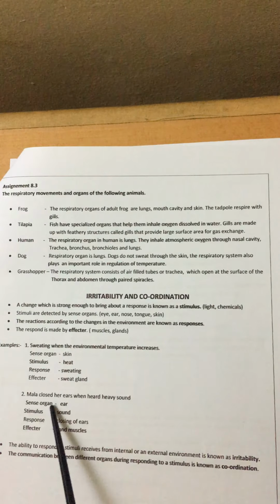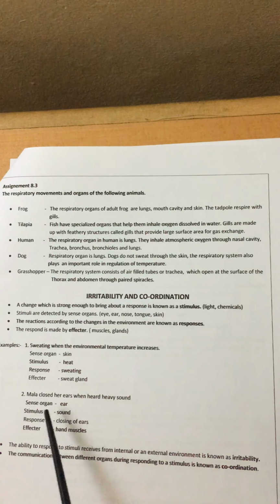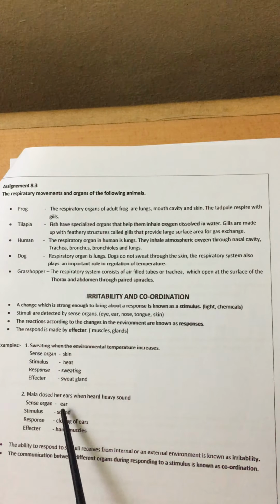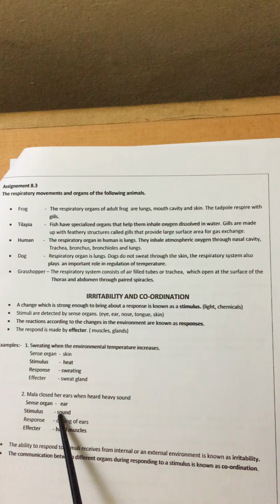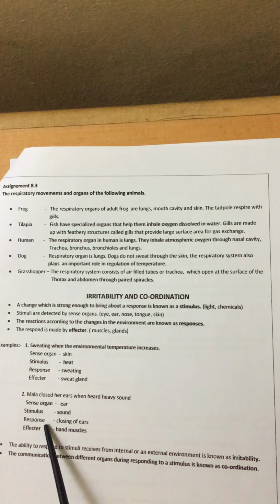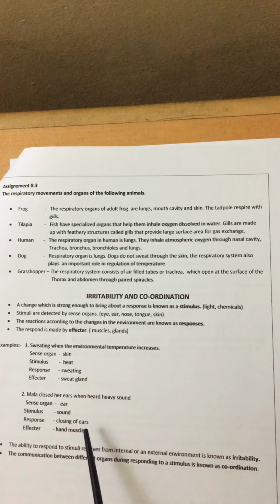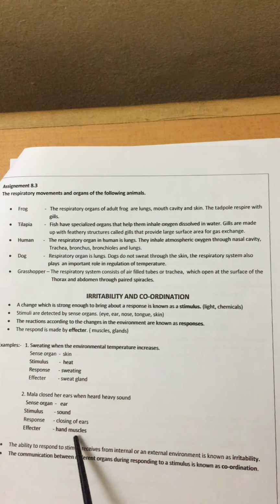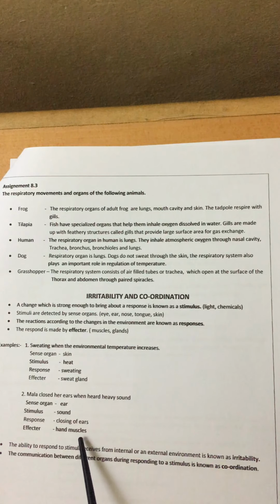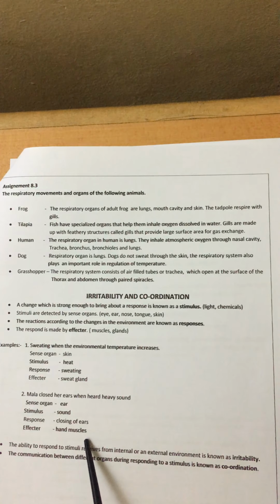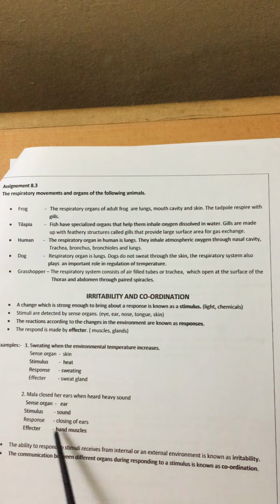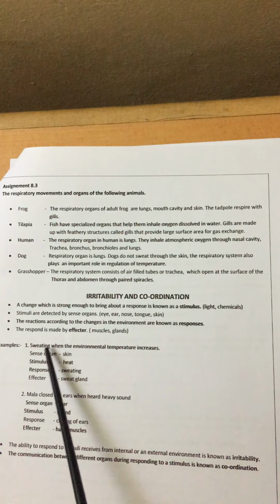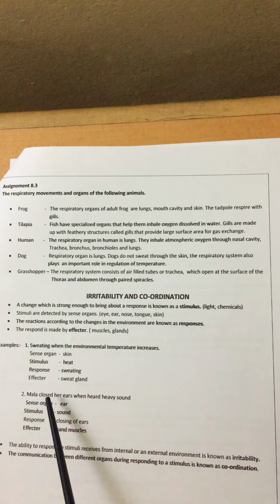Second example, Mala closed her ears when she heard a heavy sound. Here the sense organ is the ear. She is hearing sound through the ear. Stimulus is sound, heavy sound. Response, closing of ears, closing her ears with hands. That is, closing of ears is the response. The effector is hand muscles, because she is closing with hands. These are some examples given. If they give an incident, you should be able to identify these four: sense organ, stimulus, response, and effector.